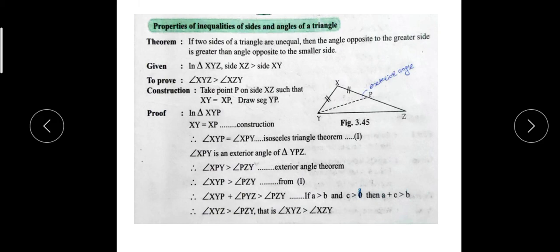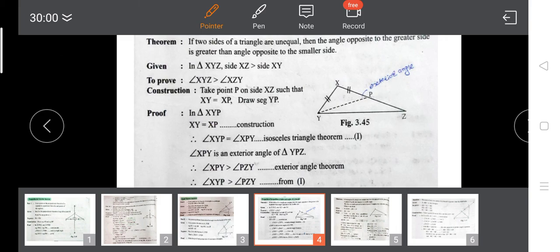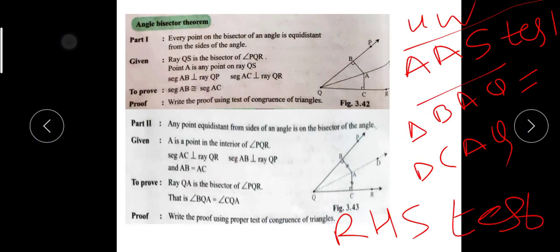Now all up to this property you have to write, mention in your notebook. If you have doubt, then you can ask me, but this theorem also you have to write in your notebook. Tomorrow I will explain to you. Okay students? So do study regularly. This is our homework. Don't forget, complete it and send it to me.